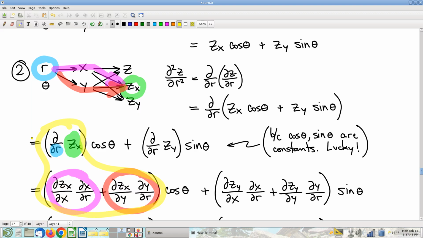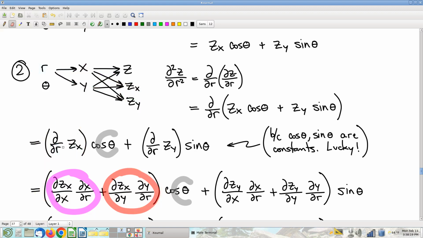This weird thing right here, chain rule, per the diagram, boom, I get that. And don't forget, of course, that cosine theta here is a multiplicative constant, just coming along for the ride. Nothing really happened there. And we'll get to the next term in a moment. But before we get to the zy term, does everybody see what happened with the zx term here? Okay. All right.